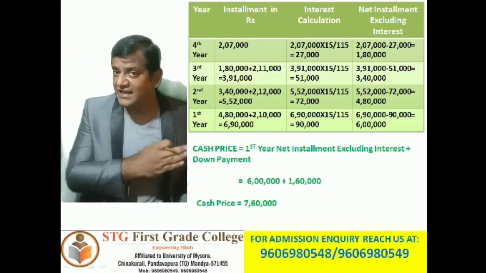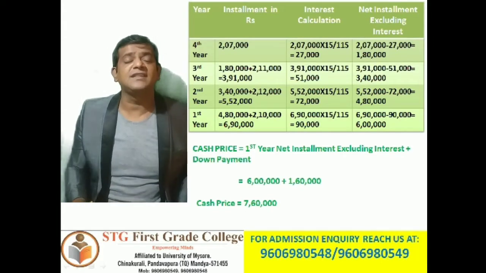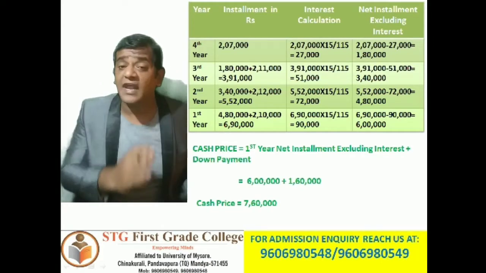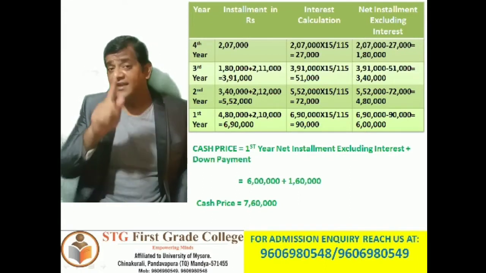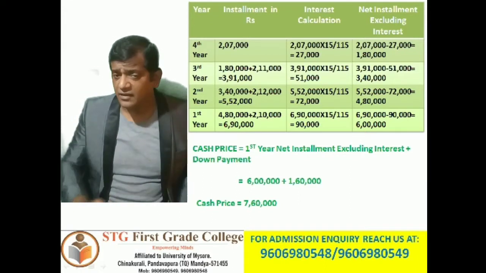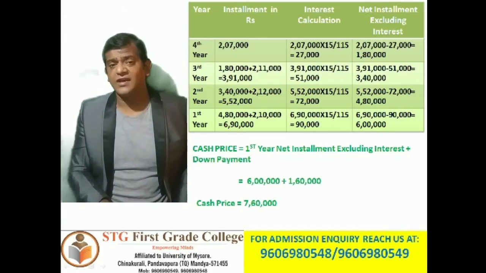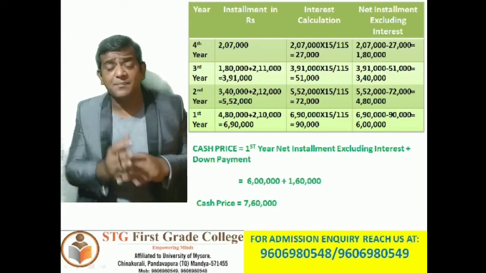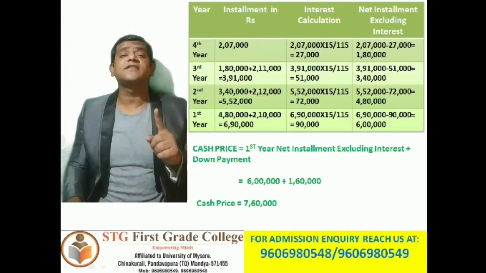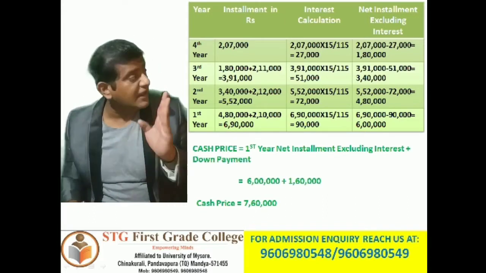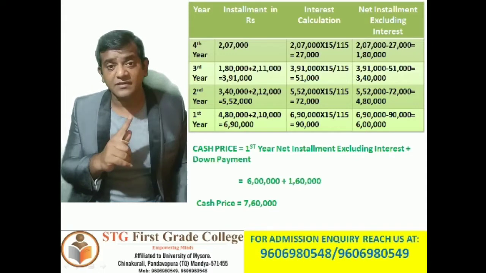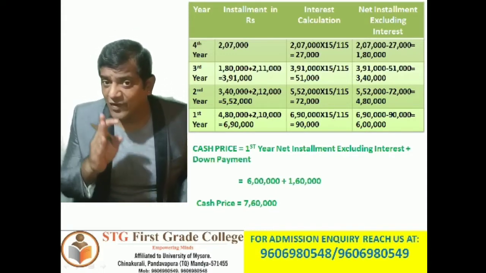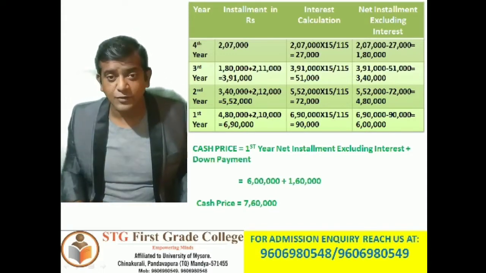So 6,90,000 minus 90,000 interest amount. So the net cash installment payable is 6 lakh in the first year. That means the first year balance amount after paying the down payment is exactly 6 lakh, which we have identified by applying this table. Clear? So now I believe you have understood how we got 6 lakh rupees.